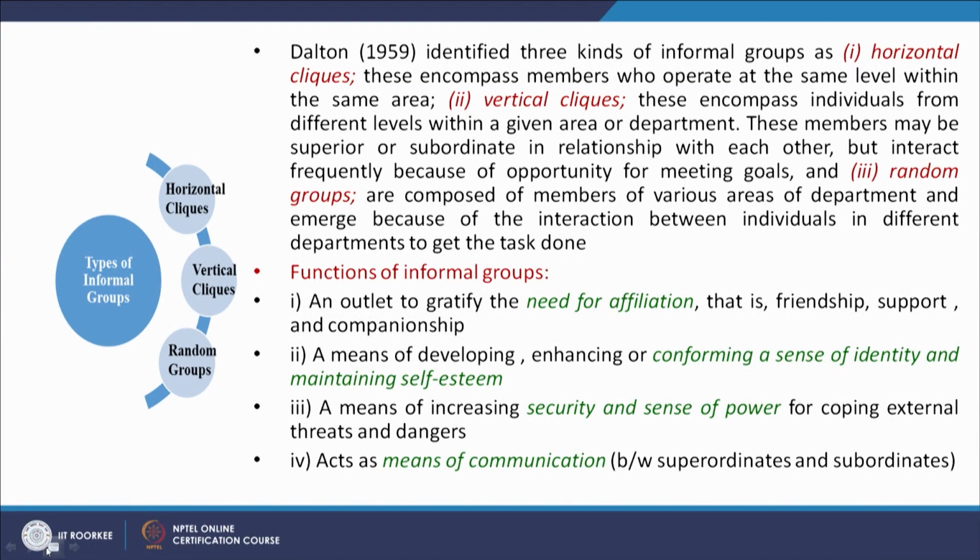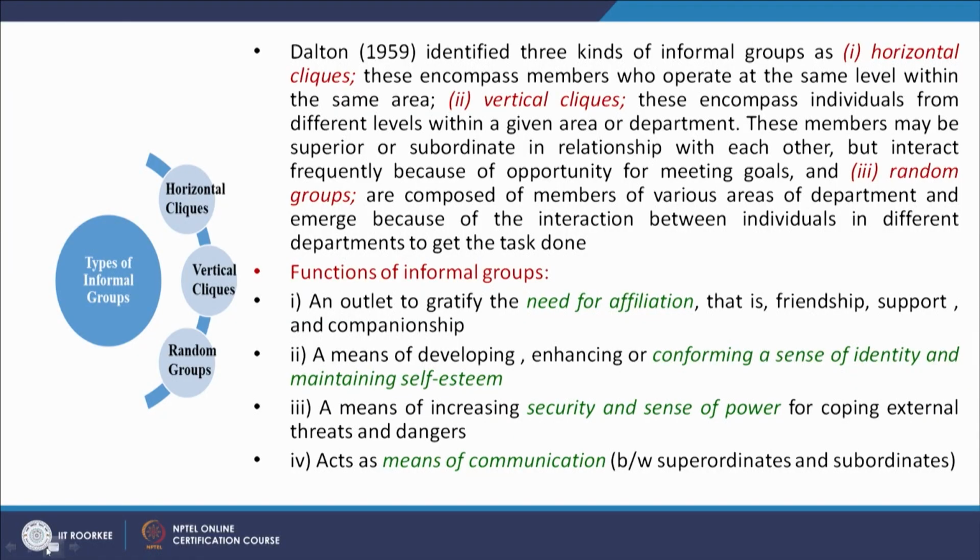And the other is random groups. These are composed of members of various areas of the department and emerge because of interaction between individuals in different departments to get the task done. For example, when any committee has been formed, members may be coming from different levels and expertise, but at the same time, when there is some kind of similarity among these members, they also emerge within themselves as another form of random informal group. So people come together for a common task, but within that commonality, they also emerge as another form of informal group.